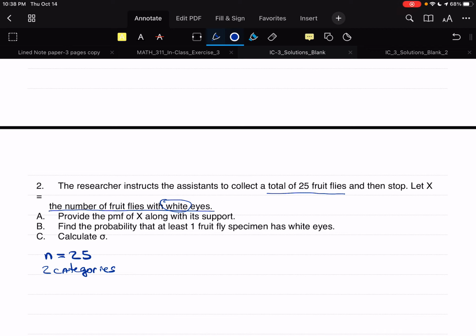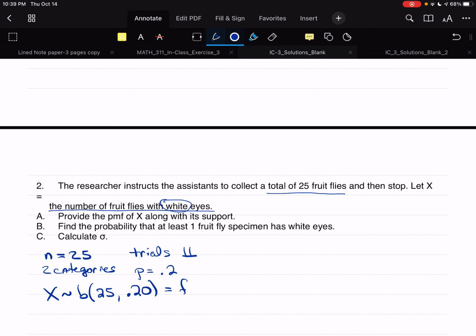So 25 is obviously less than 5% of the total population, which would only be 125. Or no, I'm sorry, multiplied by 20, right? So 500. So we obviously have more than 500 fruit flies in the population. Now, we have 2 categories. N is known and fixed. The trials are Bernoulli trials, so they're independent, and we have a constant probability of p equals 0.2 of getting a fruit fly with white eyes. So this means that X is distributed as a binomial with n equals 25 and p equals 0.2.